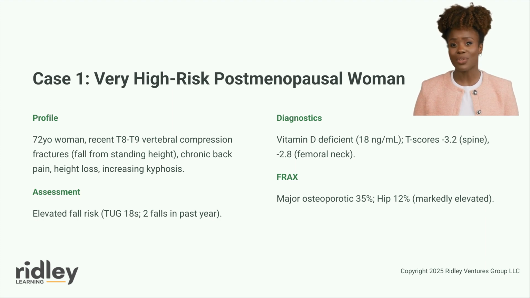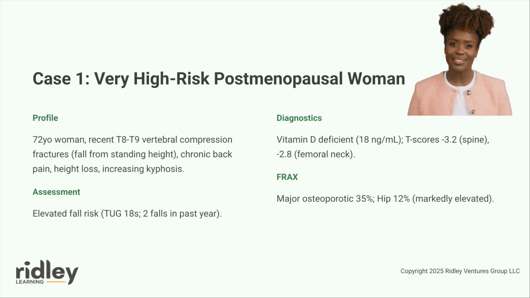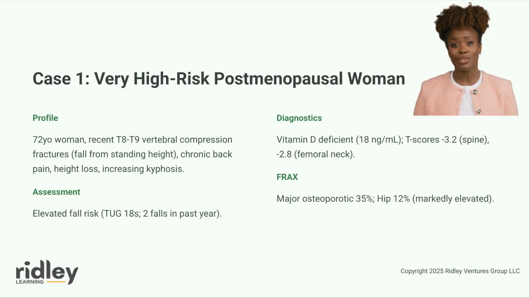Physical examination reveals increased thoracic kyphosis with tenderness to palpation over the T8-T9 region. Neurological examination is intact. Timed up and go test is 18 seconds, indicating elevated fall risk. She reports 2 falls in the past 12 months, both without injury prior to this event.